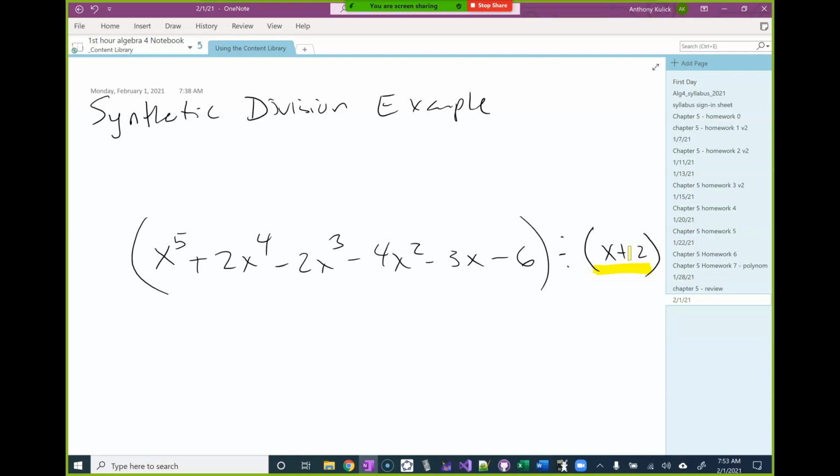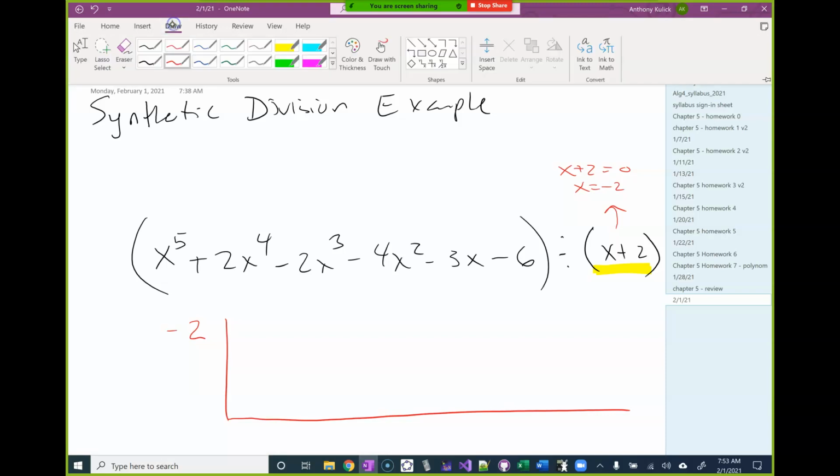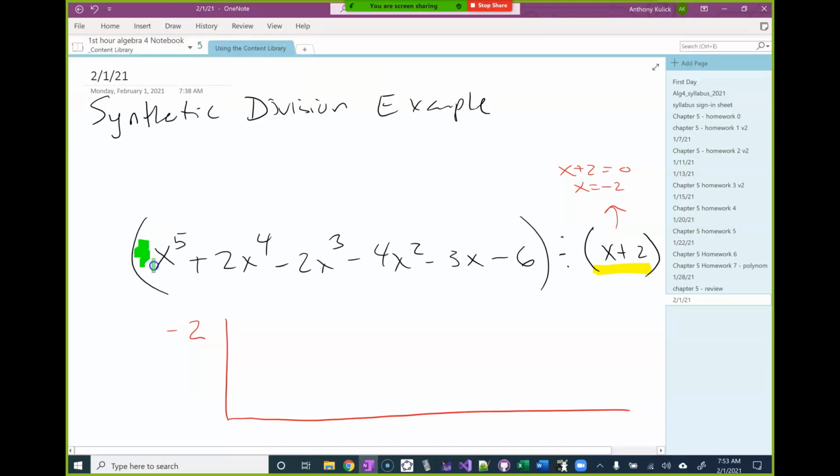Is that okay? Okay. So the way we set up our synthetic division is we draw our synthetic division bar, and then we take whatever our divisor is, set it equal to 0 and solve. And that's the number that's going to go on the outside of our synthetic division setup. And then the coefficients from our dividend are going to be the numbers inside of our synthetic division setup.